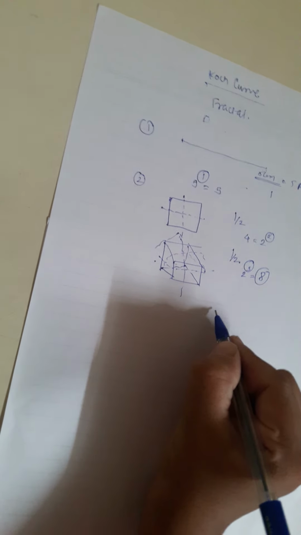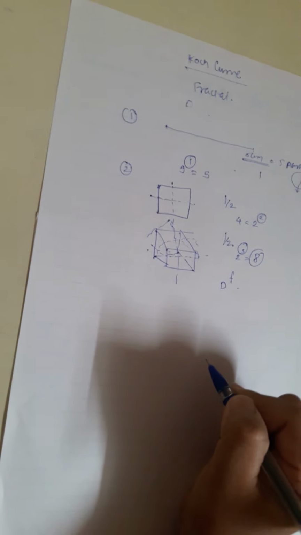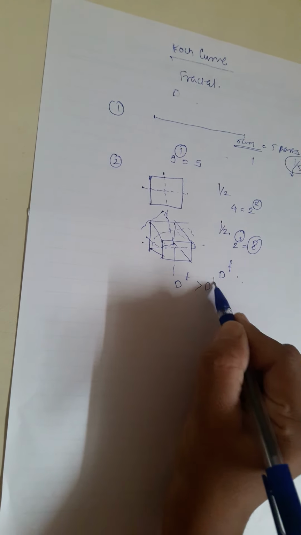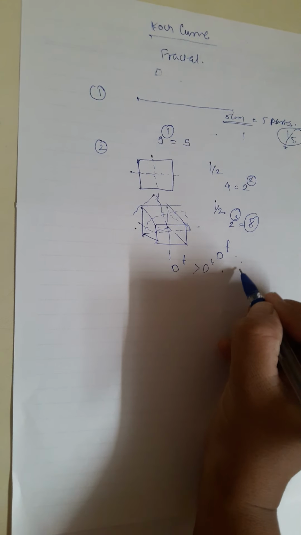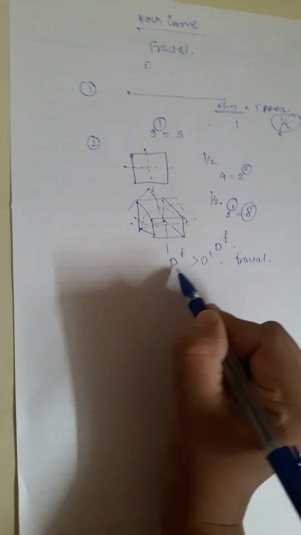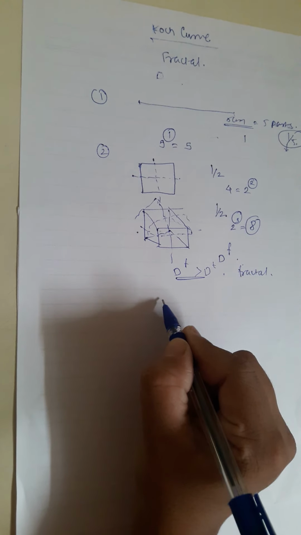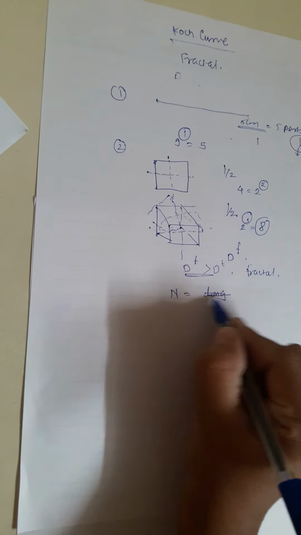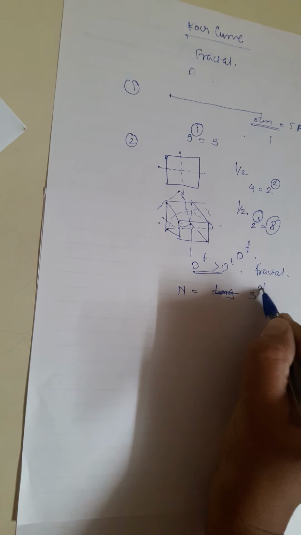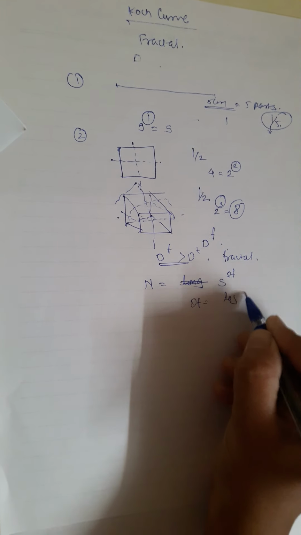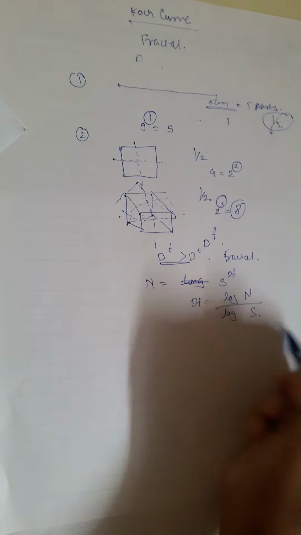This is called DF, the fractional dimension. When we have a fractional dimension greater than the topological dimension, we call that curve a fractal. Now let's see how we get this equation. N is equal to s raised to DF. So I can say DF is equal to log of N divided by log of s.